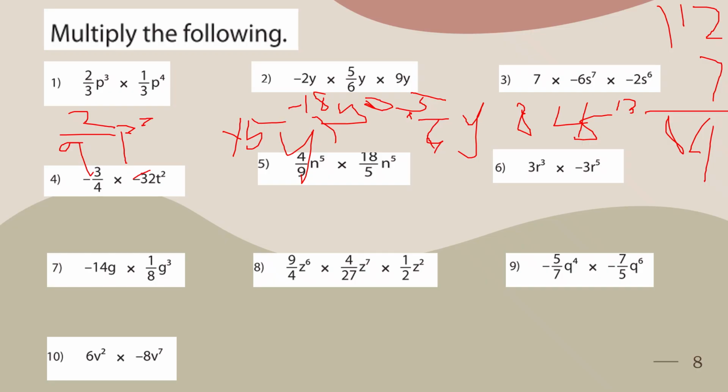Then here, 32 divided by 4 is 8. 8 times 3 is equal to 24. So the final answer is 24t squared. It's positive because negative times negative.